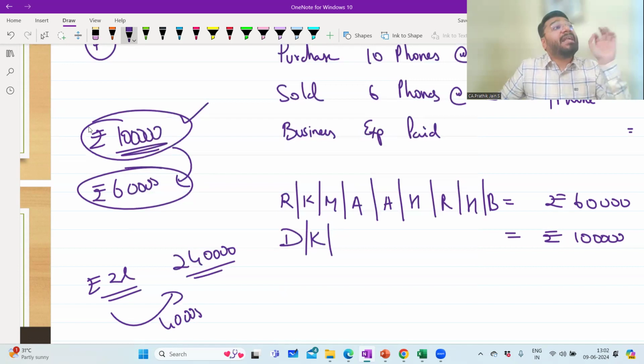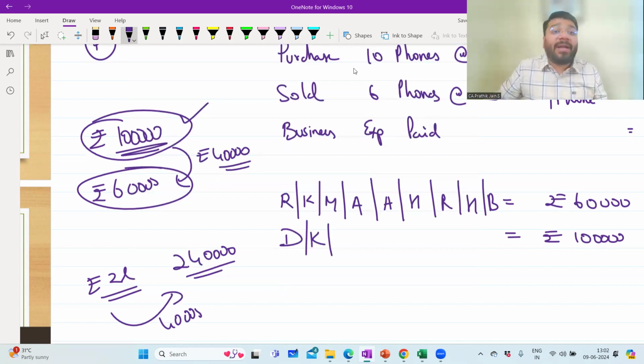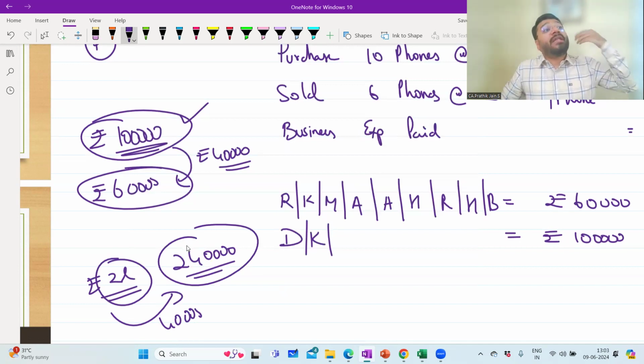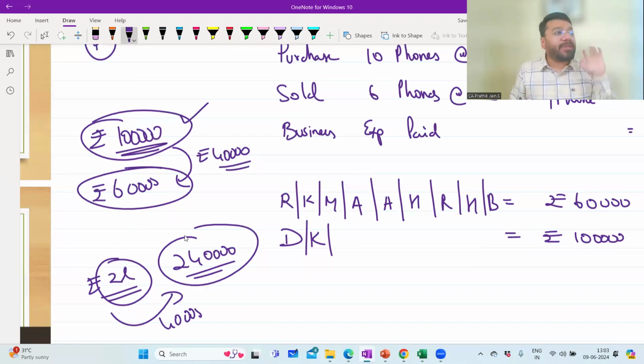What is the difference in the profit? 1 lakh is your budgeted profit, meaning your expected profit. How much profit did you expect? 1 lakh. How much did you earn? 60,000. So what is the shortfall? 40,000. So 40,000 profit reduced. Why? Because I wanted to spend 2 lakh rupees, but I ended up spending 2 lakh 40,000. So 40,000 extra expense. So if expenses go up, profit will come down. This could be one possibility.